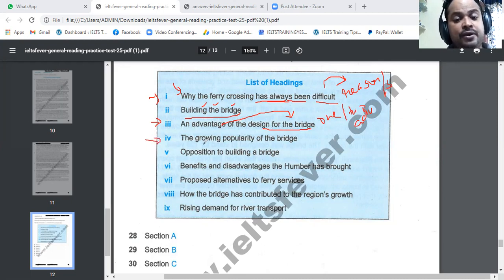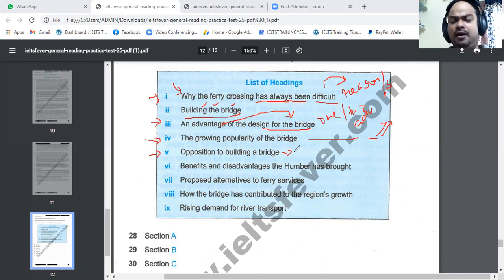Now, the growing popularity of the bridge. So, if the paragraph is mentioning the growing popularity, increasing popularity, so if the popularity is increasing, it was somewhere down and it is moving up, then I can say it is relevant. Now, opposition to building a bridge, it's very clear. So there are some people, or some factors, some natural things, whatever it is.